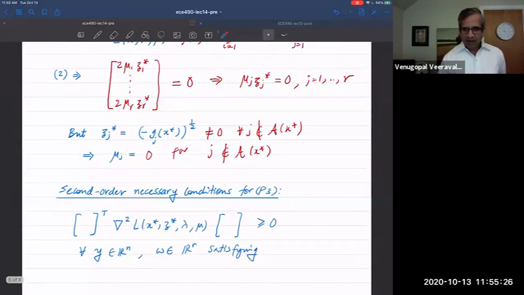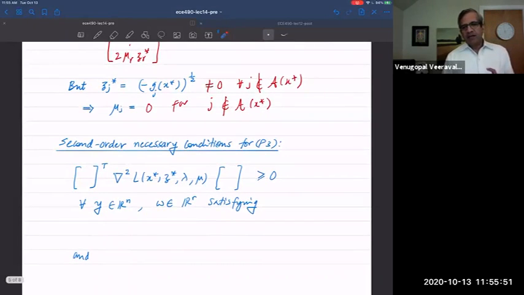So we'll go via the second order necessary conditions. Let's first look at the second order necessary conditions for P3, the problem which we've solved already, right? We solved in lectures 11 and 12 the equality constraint problem. What does that say?